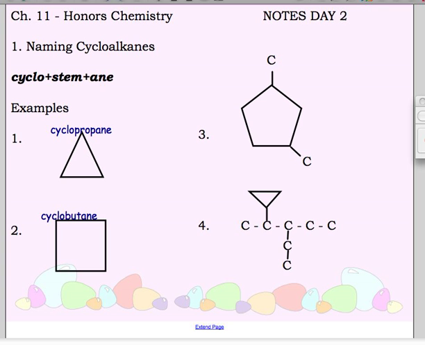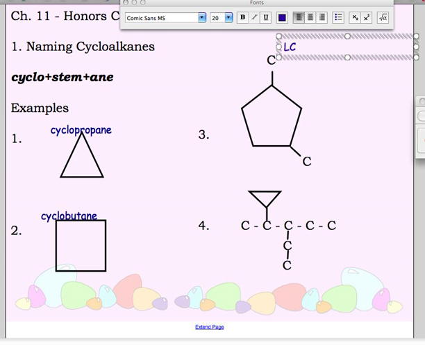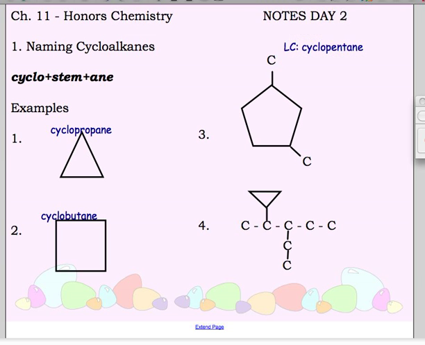We have 1, 2, 3, 4, 5 carbons. So I'm just going to say LC for longest chain. This is going to be cyclopentane. And then we do have some things hanging off here. We have a methyl and a methyl. Now, the only thing we have to be careful of is where do we number it from. And we can choose. We just want to make sure that we have them numbering the lowest possible.